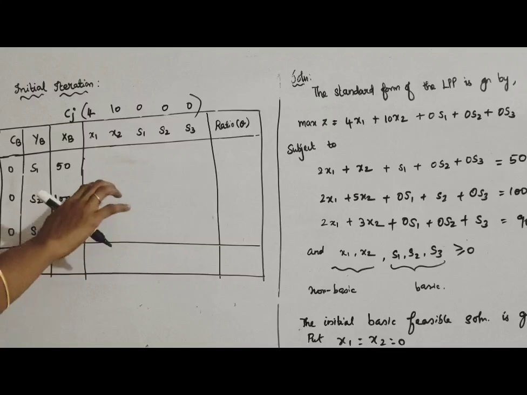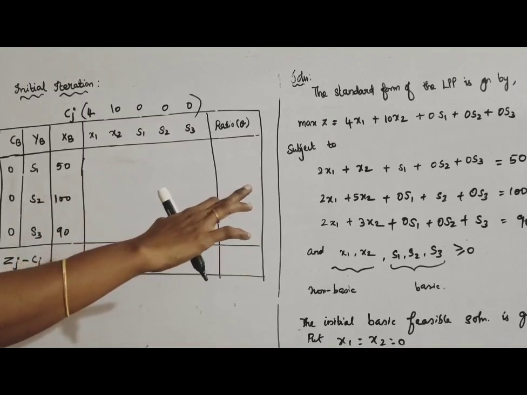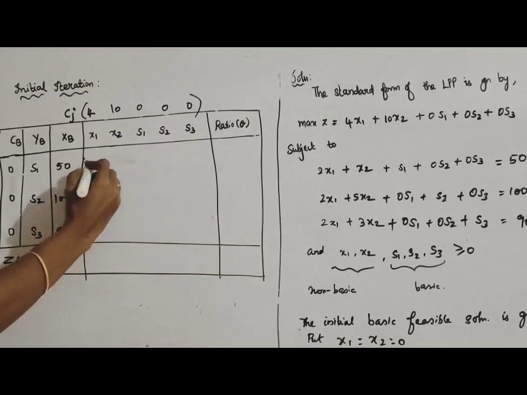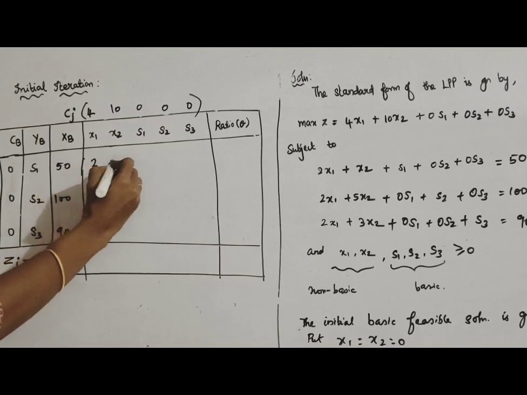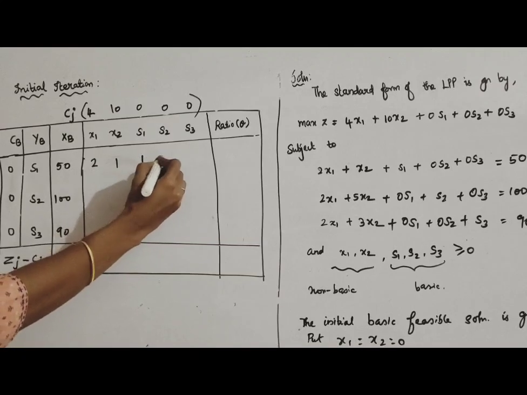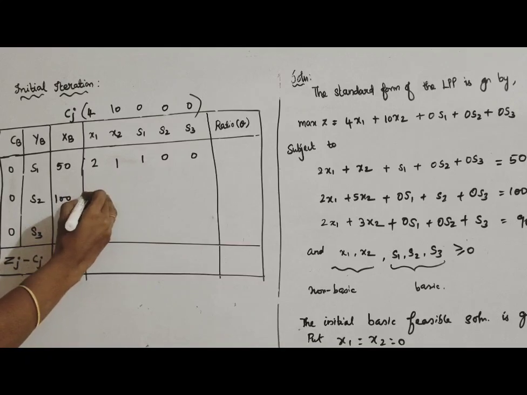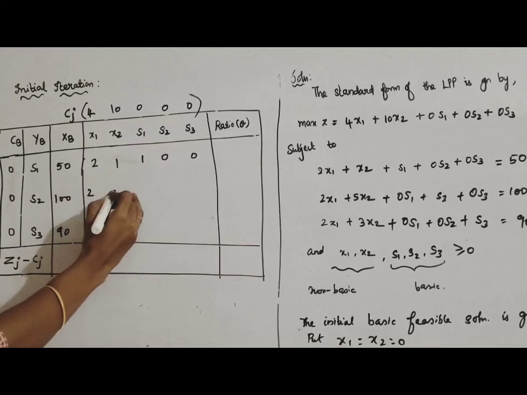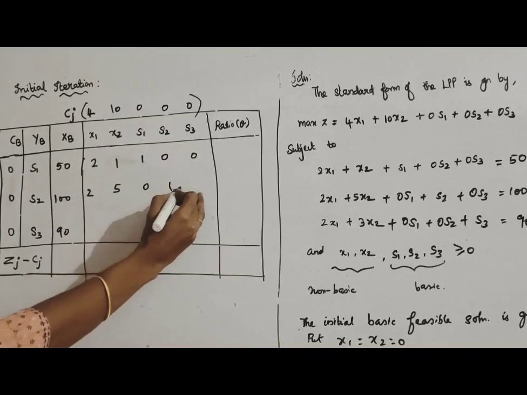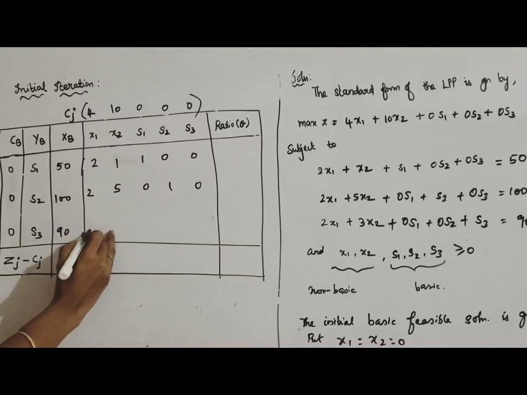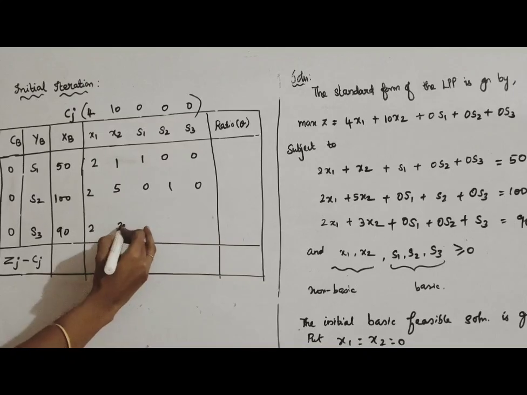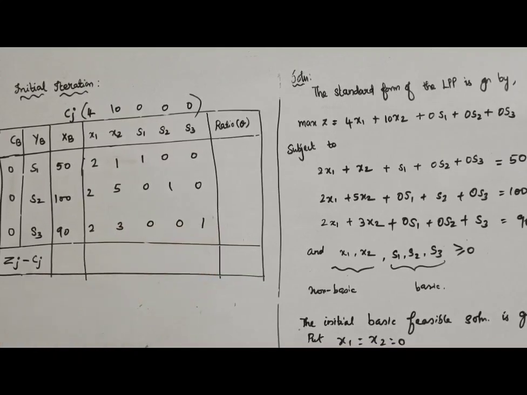Now, first you have to write the coefficients of the variables in the three constraints. In the first constraint, what are the coefficients? 2 for x1, 1 for x2, 1 for s1, 0 for s2 and 0 for s3. And for the second constraint, the coefficients corresponding to the variables are 2, 5, 0, 1 and 0. And for the last constraint, you have to write the corresponding coefficients, that is 2, 3, 0, 0 and 1.